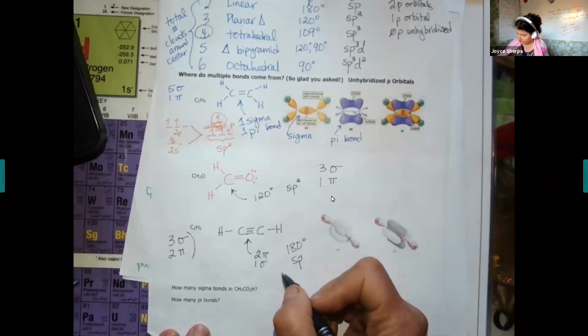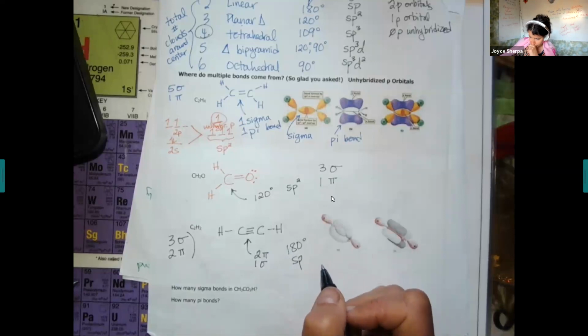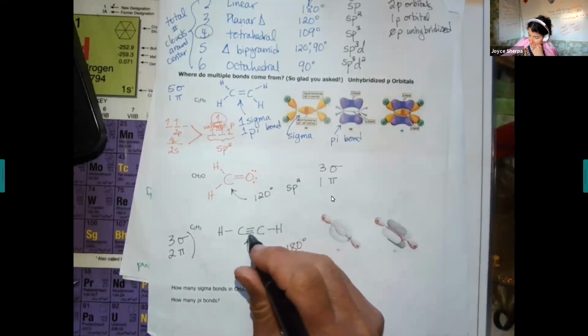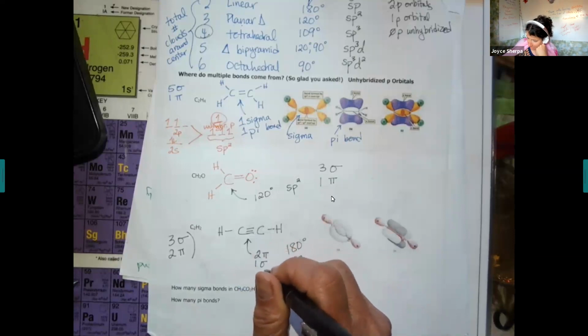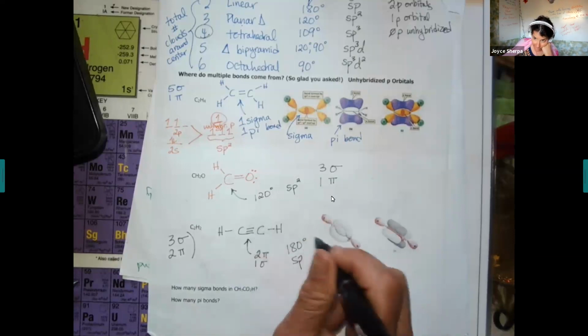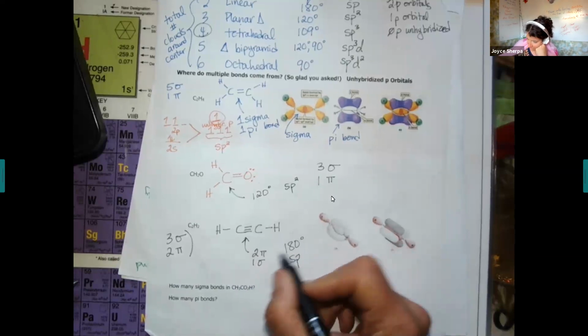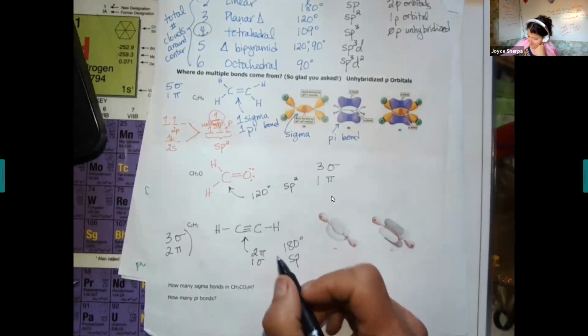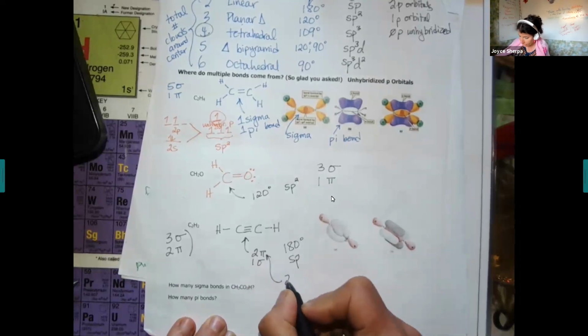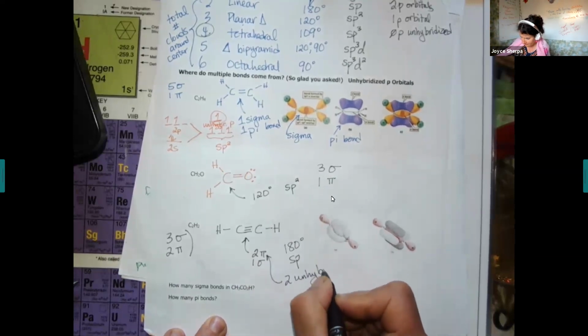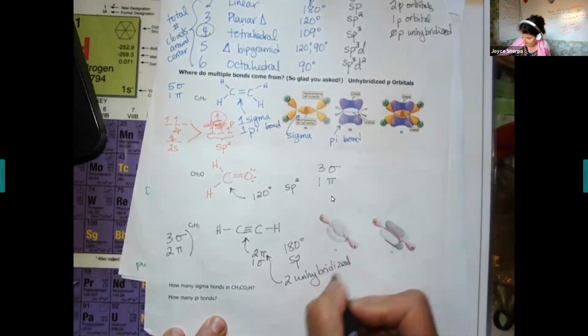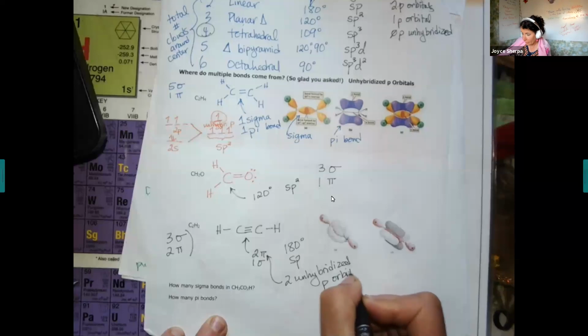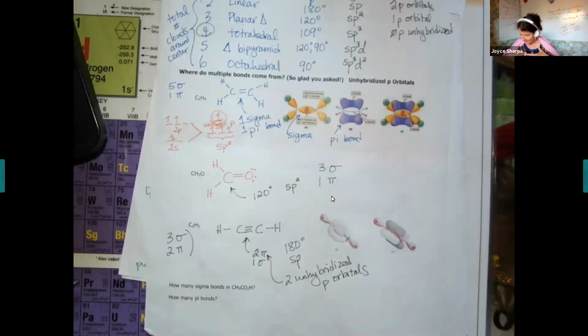Where the pi bonds came from: that would tell us the sigma bonds are the sp. So the pi bonds came from the two unhybridized p orbitals. So the overlap is the px orbital, and then the py orbitals overlap above and below, and the z orbitals in front and behind. You can ponder that. All right, we're going to do one more.